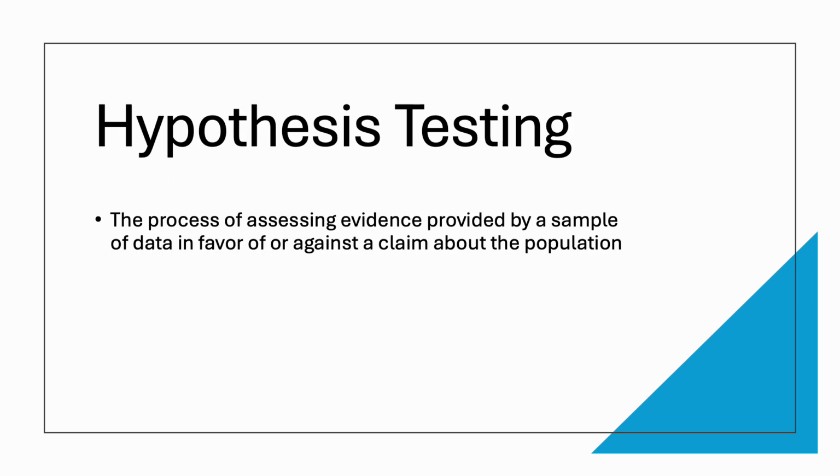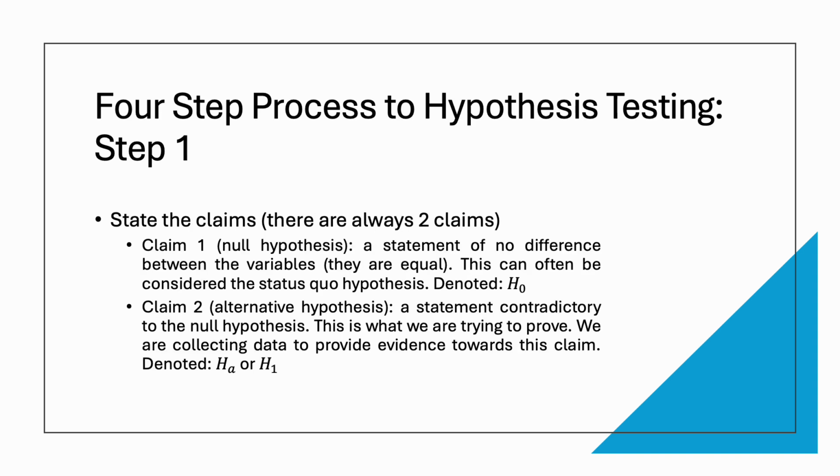So hypothesis testing is the process of assessing evidence provided by a sample of data in favor of or against a claim about the population. There are 4 steps to hypothesis testing. The first step is to state the claim. There are always 2 claims in a hypothesis test. The first claim is called the null hypothesis.